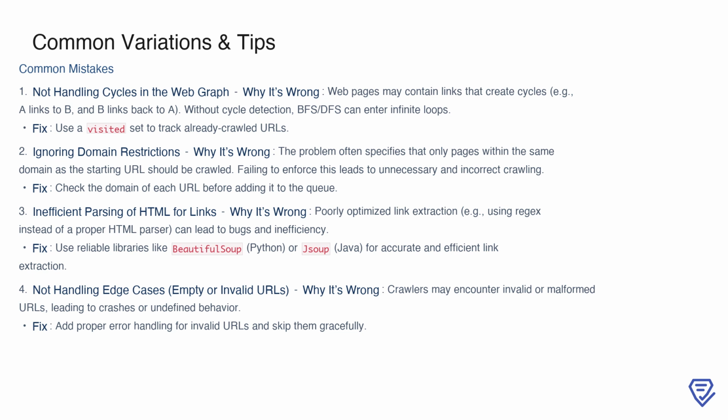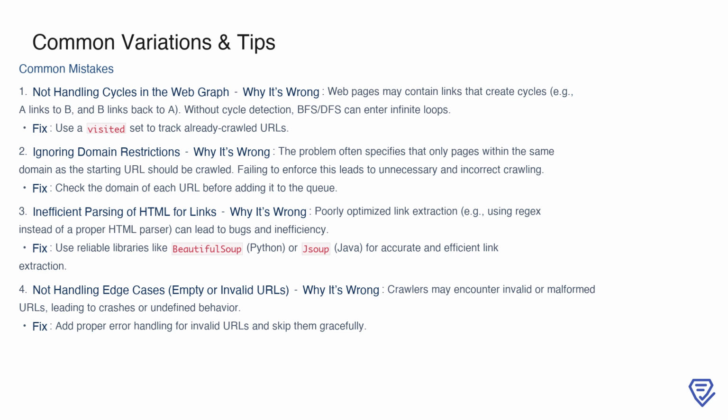Another frequent issue is ignoring domain restrictions. When the problem specifies that only pages within the same domain as the starting URL should be crawled, failing to enforce this can result in unnecessary or incorrect exploration. The fix here is to verify the domain of each URL before adding it to the queue.